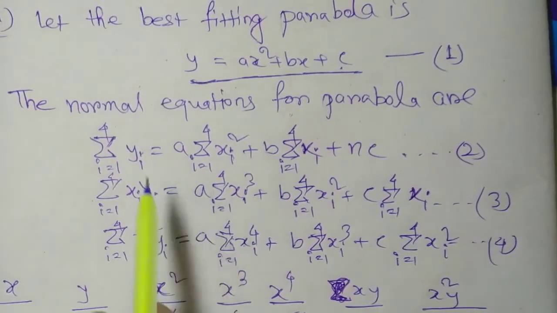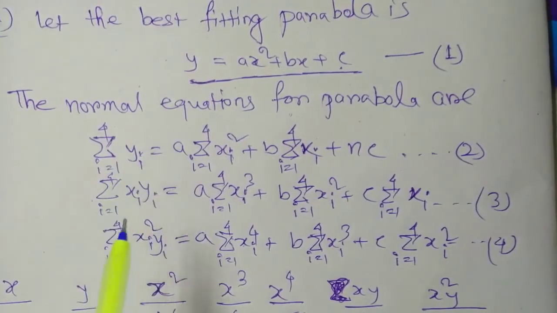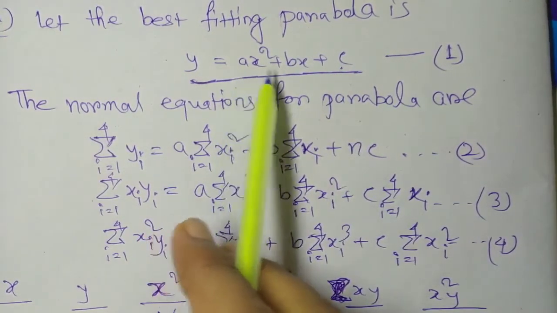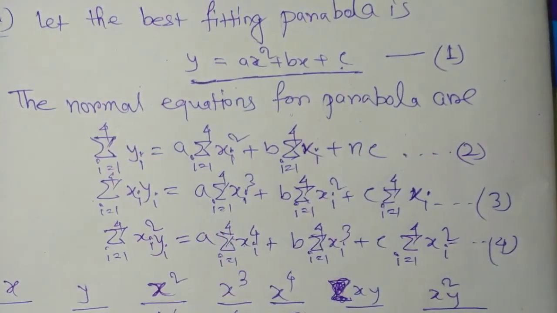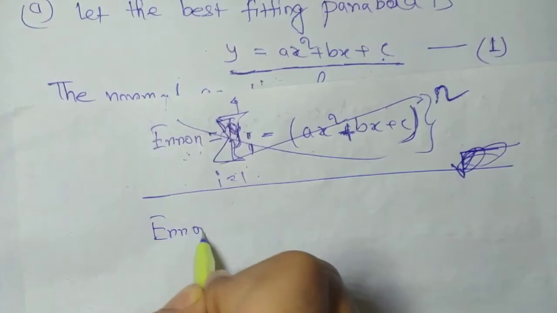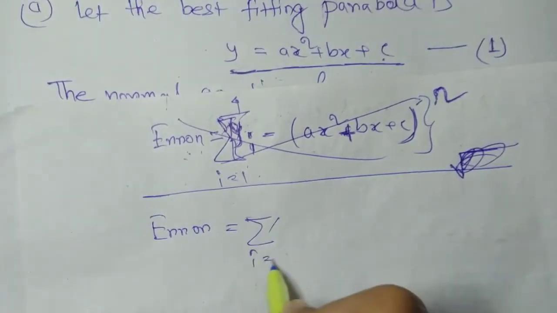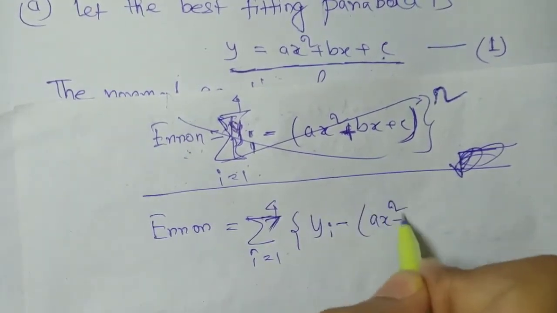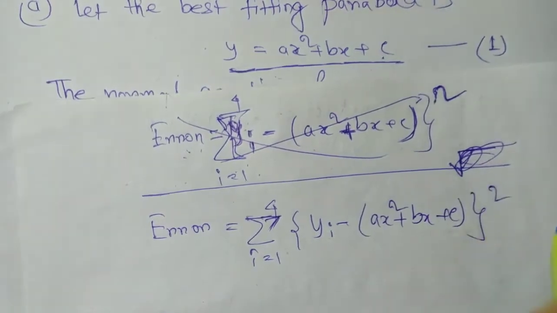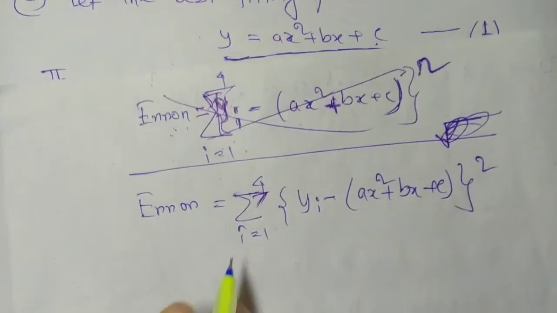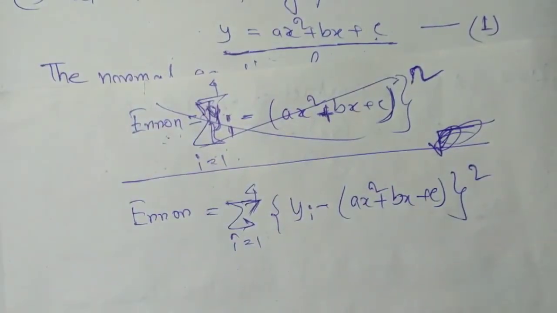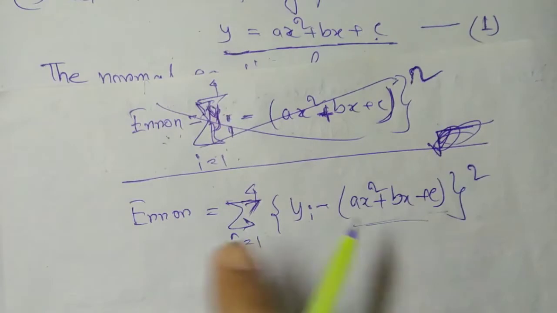Now the first question arises: how will we obtain these normal equations? The error is equal to the summation over i of yi minus (a xi square plus b xi plus c), whole square. This is the error term. How will we minimize this error? The main idea of solving curve fitting by a parabola of this type is to minimize the error term.